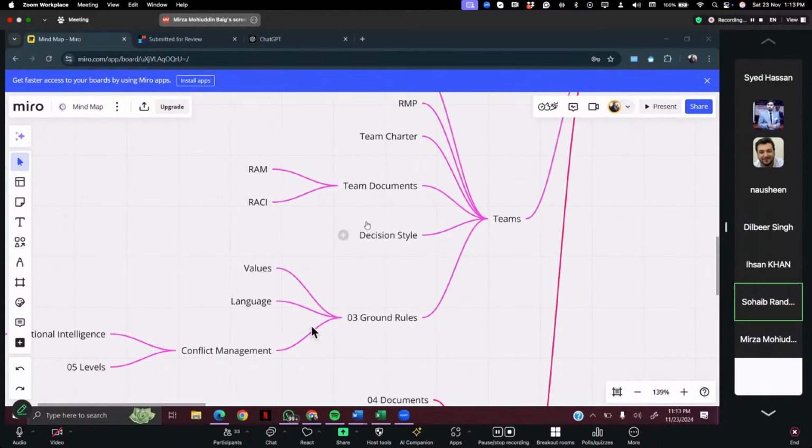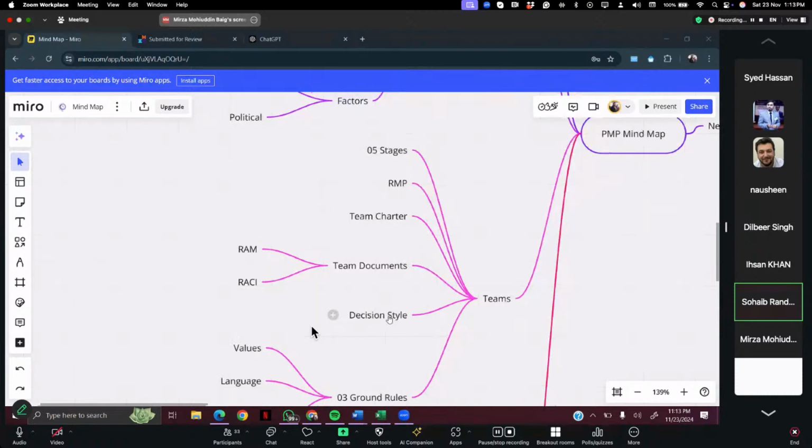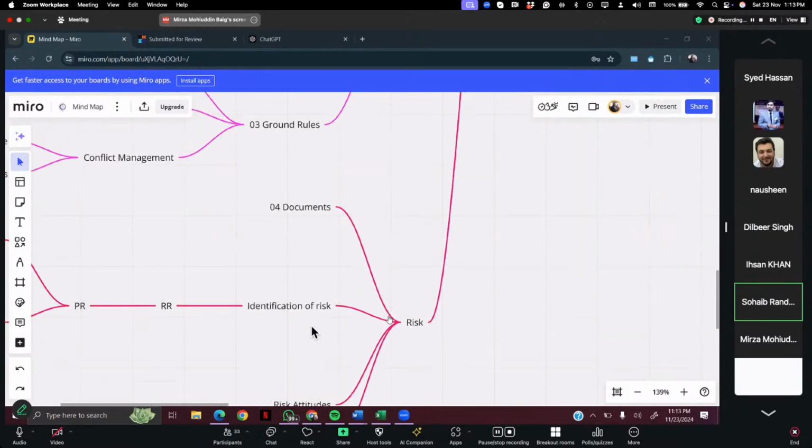Okay, go up. Sorry. And then we have team documents. How is the team being assigned responsibilities? There were 2 tools. One was the responsibility assignment matrix, RAM, and the other was RACI: responsible, accountable, consult, and inform. Okay, go down.